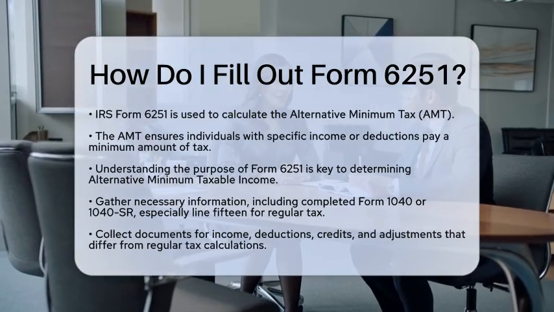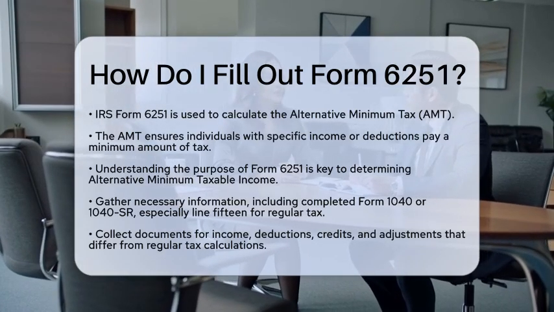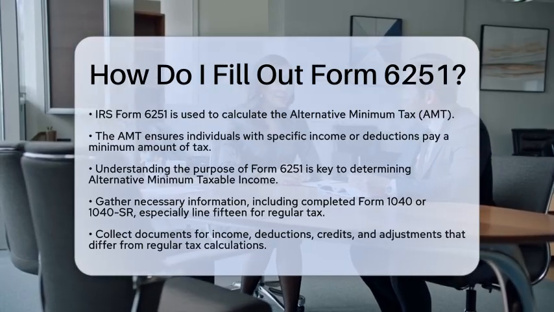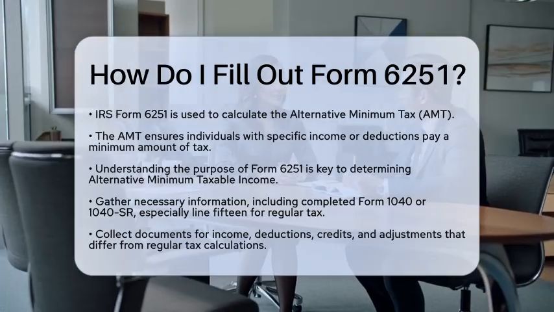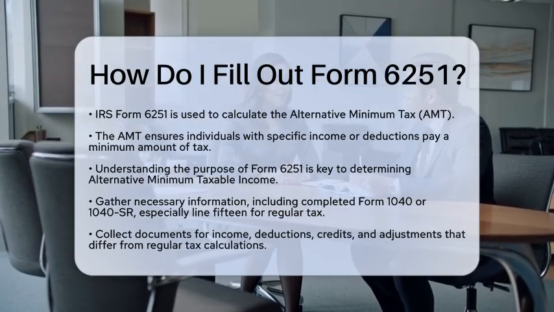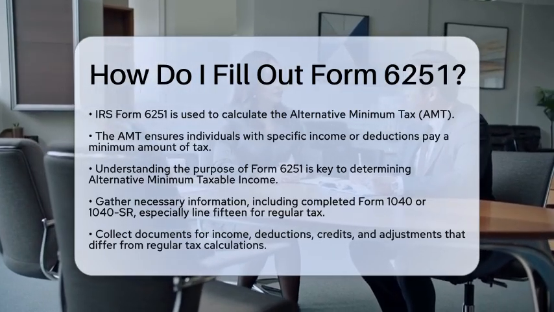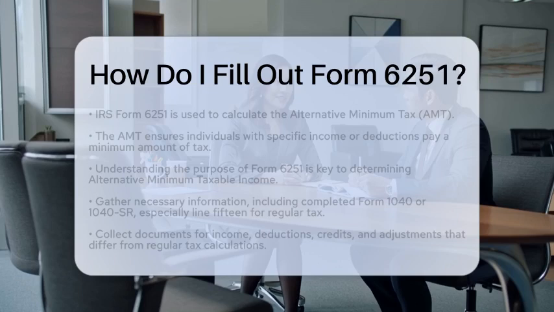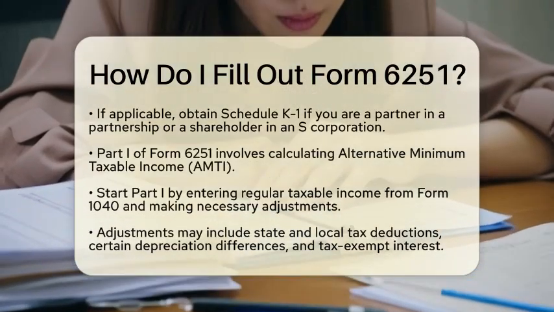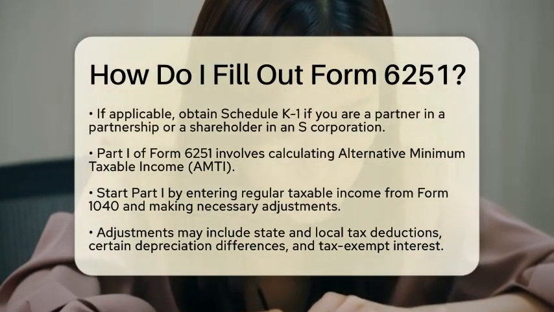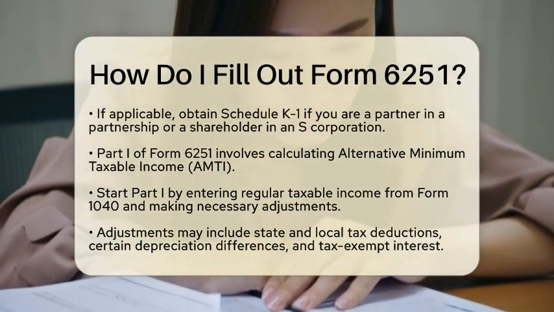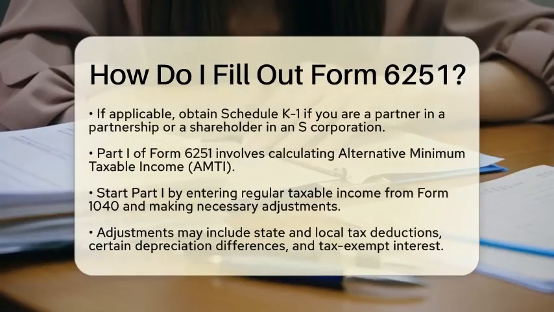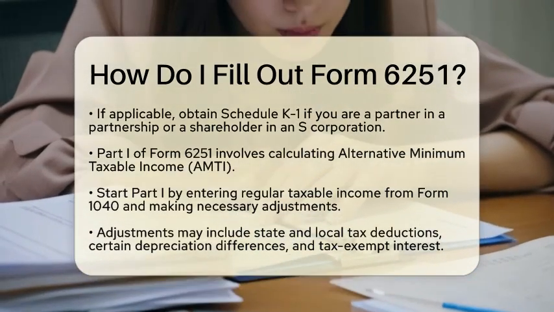Next, gather all necessary information. Have your completed Form 1040 or 1040-SR ready, especially line 15, which shows your regular tax. Collect documents for income, deductions, credits, and adjustments that differ between regular tax and AMT calculations. If you are a partner in a partnership or a shareholder in an S corporation, you will need Schedule K-1 to identify adjustments to report on Form 6251.